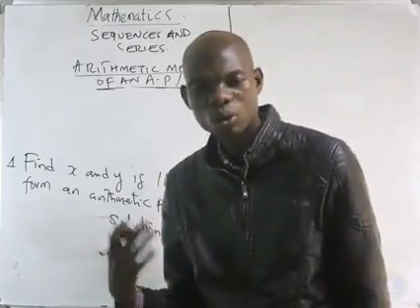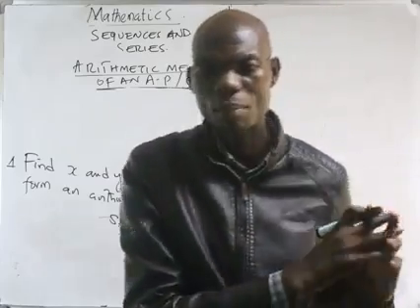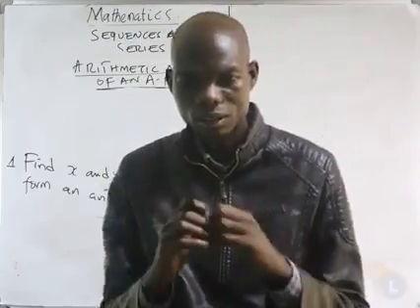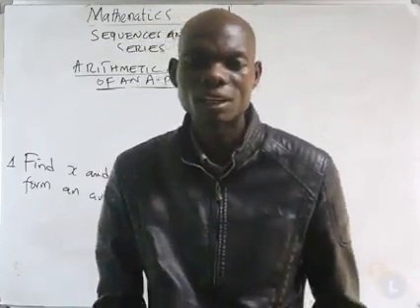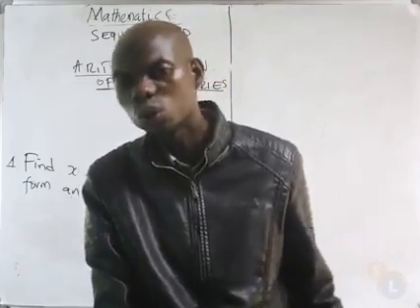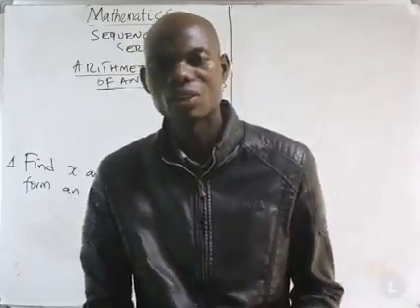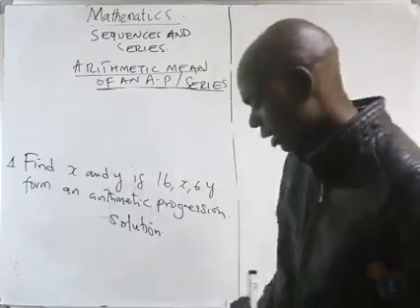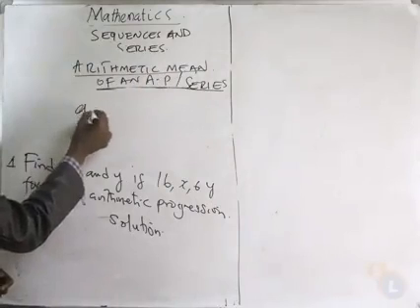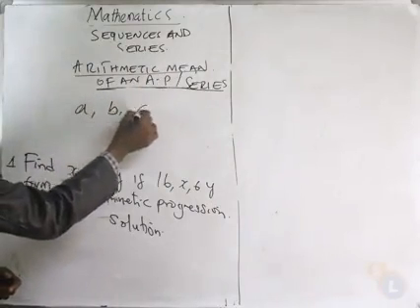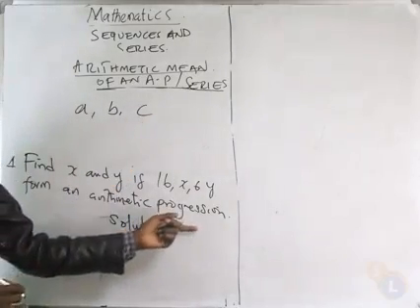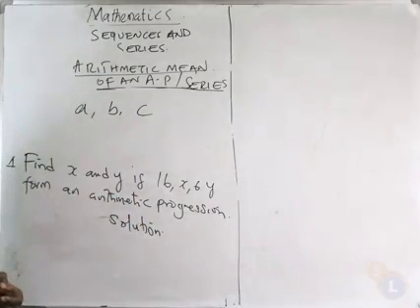I'm sure you know how to calculate a mean. You sum up all the terms that you are given, then you divide that by the number of terms. That's how the usual mean is calculated. But for this one, let's say we have the terms A, B, and C. These are the terms of an arithmetic progression.